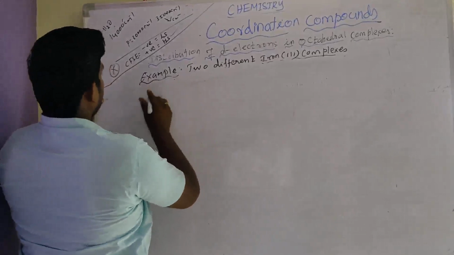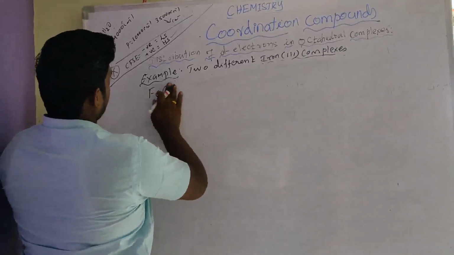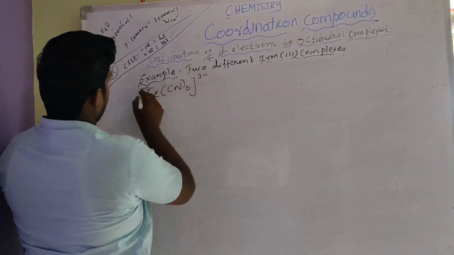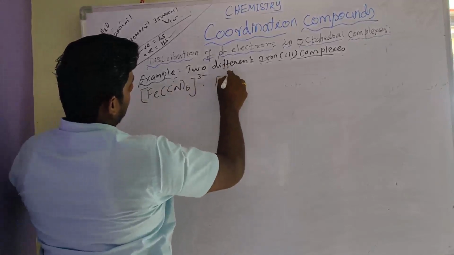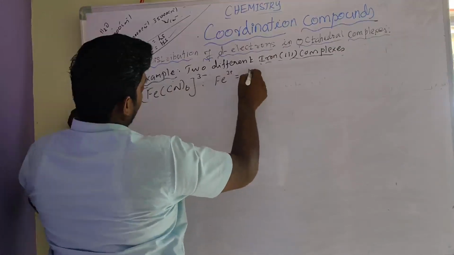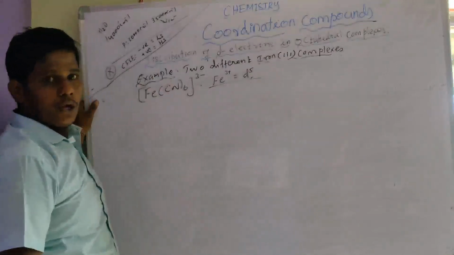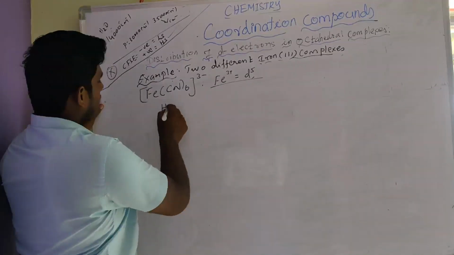[Fe(CN)6]3- is the complex here. Fe3+ acts as a d5 system. Okay, d5 system. I take a low spin complex and a high spin complex. First I take the high spin complex.